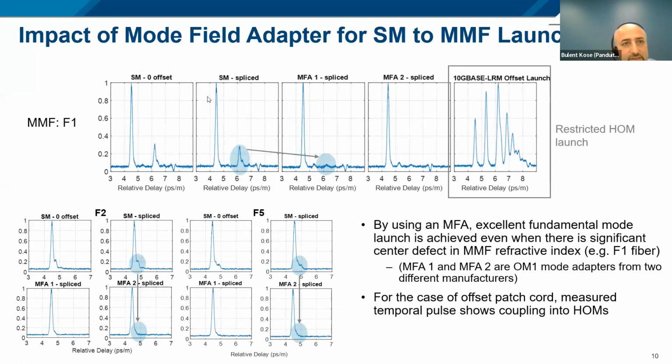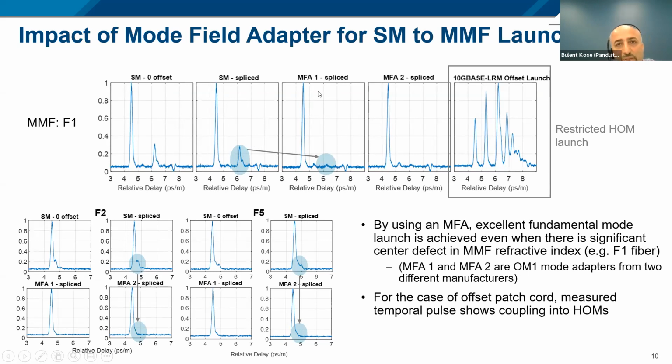So here are the results. Again, I'm focusing on the worst case F1 fiber, F2, and the F5 fiber in those fiber lists. As you can see for the F1 fiber, there are two graphs here, offset and spliced. Offset means it wasn't spliced, and then I spliced it. They're about the same. So when single mode fiber is spliced, you see the secondary peak.